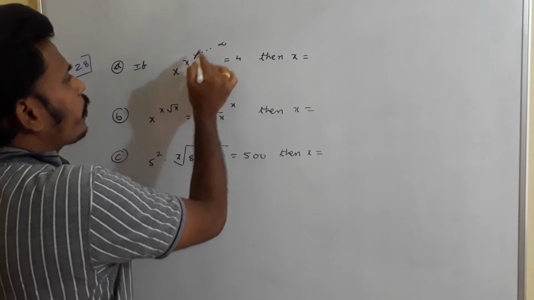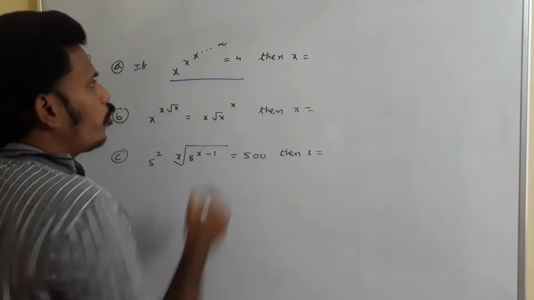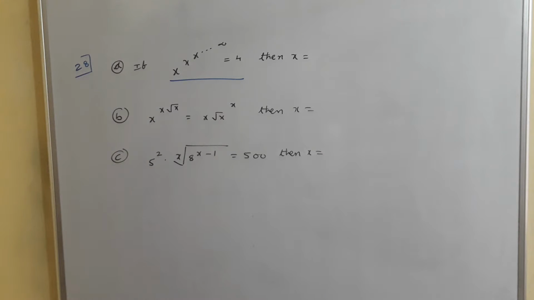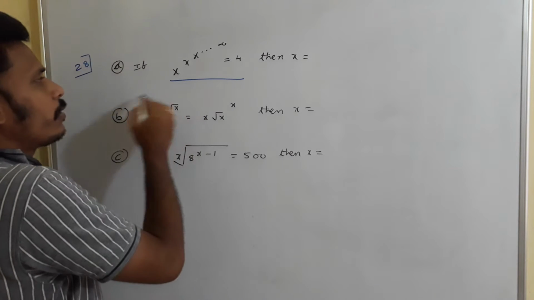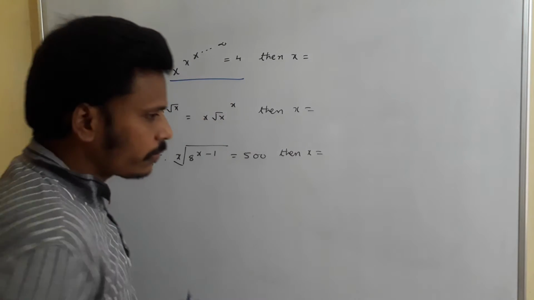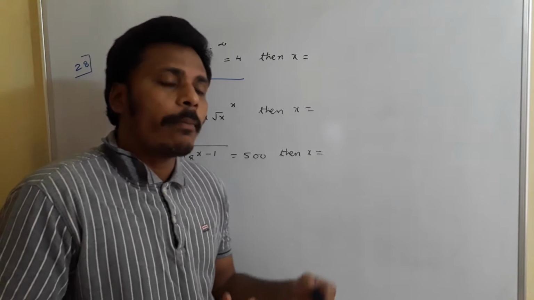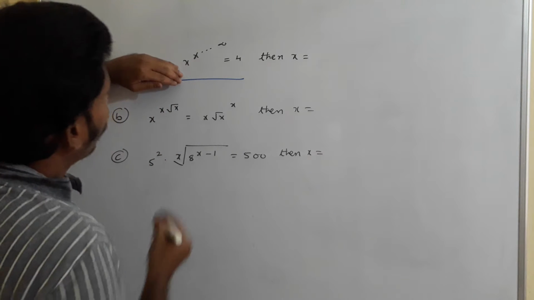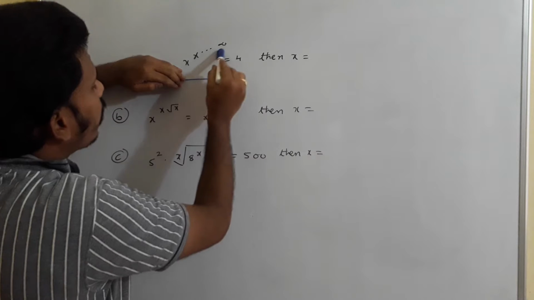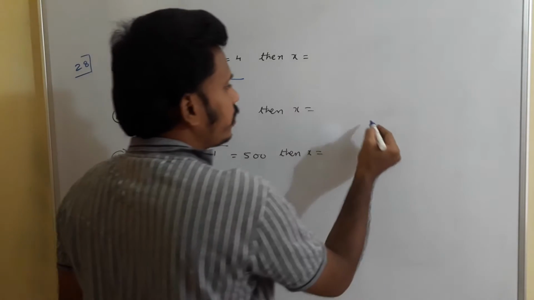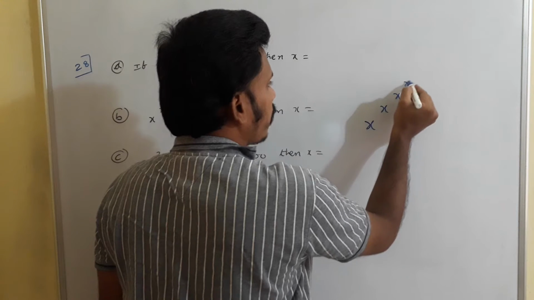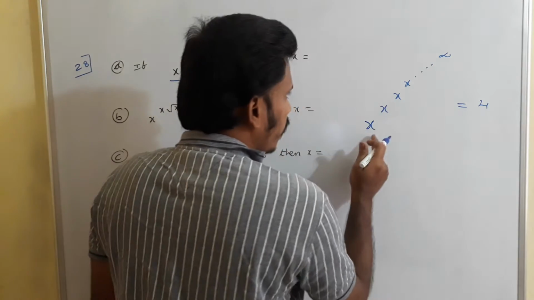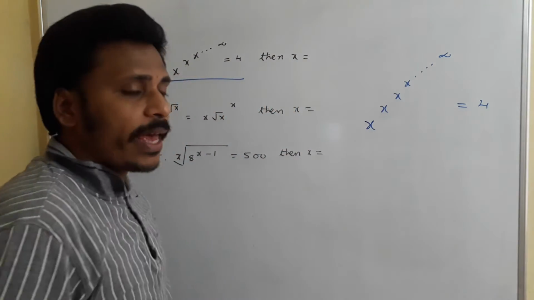First of all, look at this first problem. x power x power x power x and so on, infinite times, is equal to 4, and our target is to find the value of x. For all problems which involve infinite terms like this, infinity means there are many terms involved. If you remove one x, how many are there? Again infinite. This particular value is given as 4.